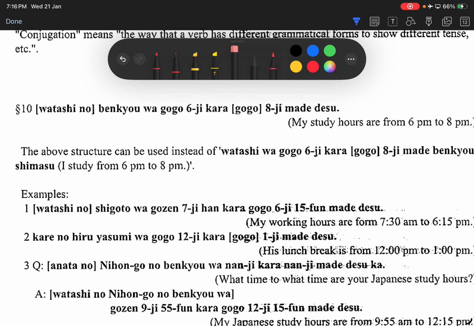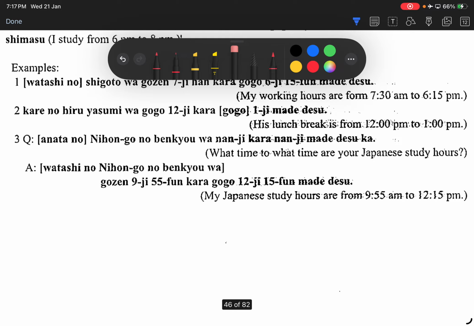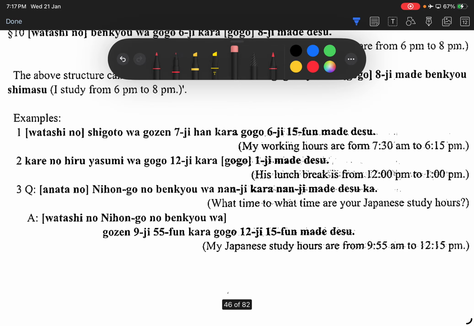Then we also have other nouns. For example, number 1, we have shigoto. So shigoto is work. So shigoto as a noun, we say shigoto wa something something kara, something something made. So we just say the work, right? We're not saying we're working, we're just saying the work. Now, the work is from this timing to that timing. We also use it for other words, for example, hiru yasumi. Hiru yasumi means afternoon break, so it is also a noun in this case. Okay, so nouns can also use this kara, made.